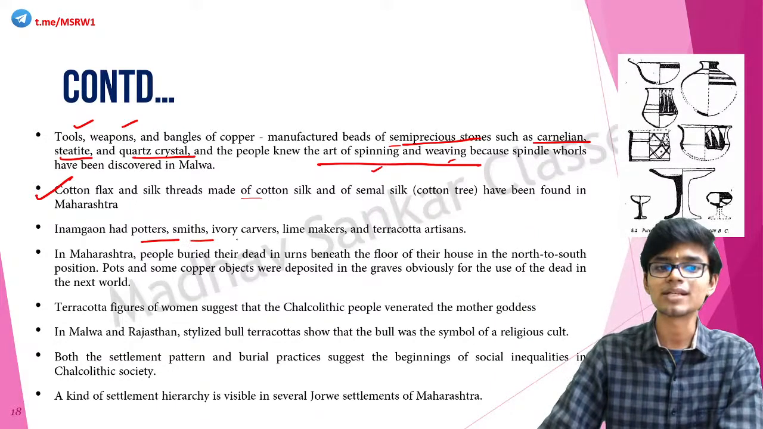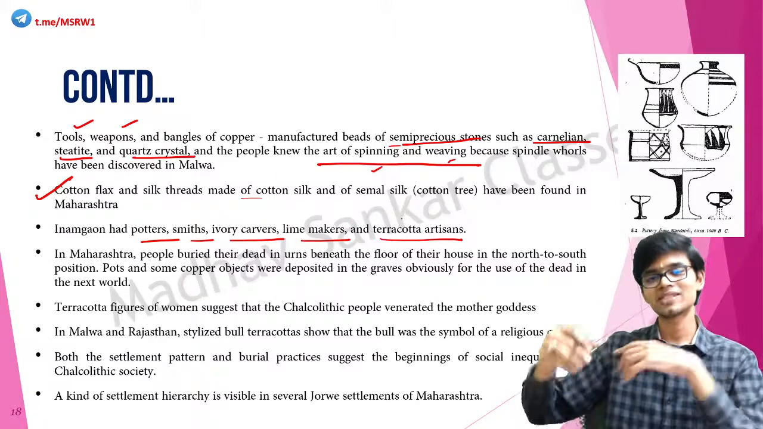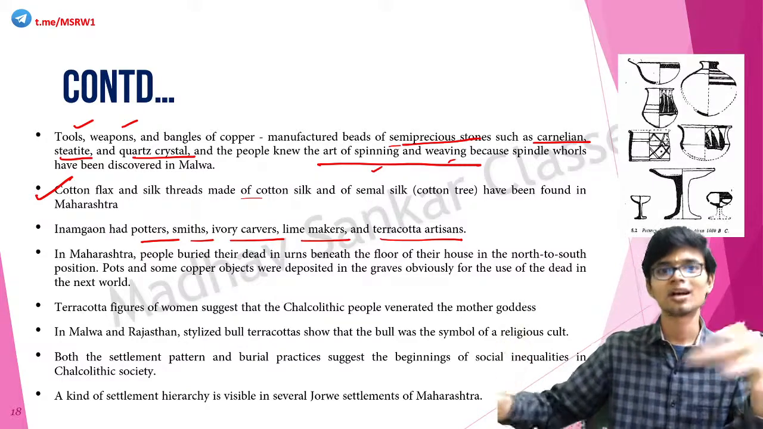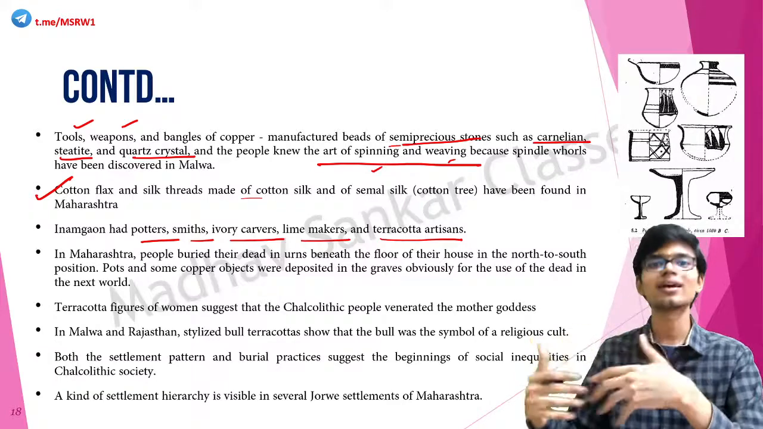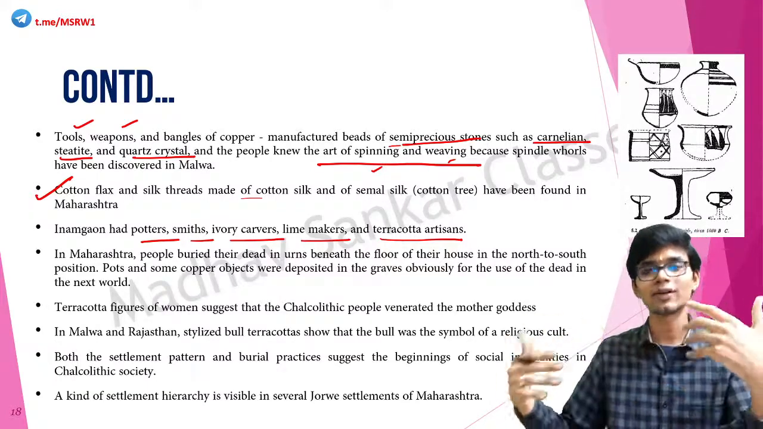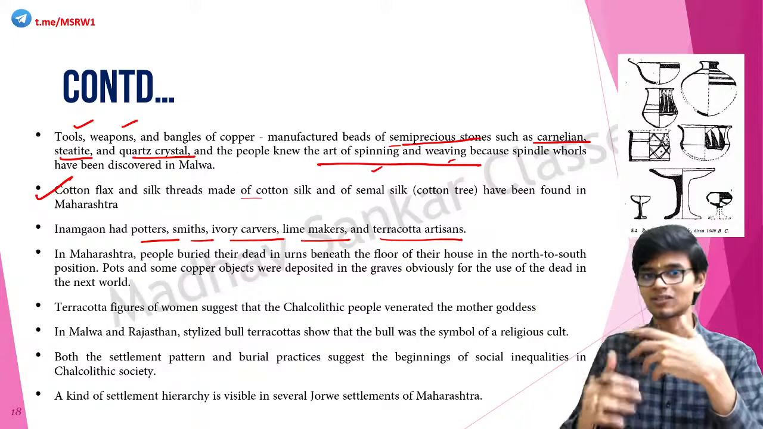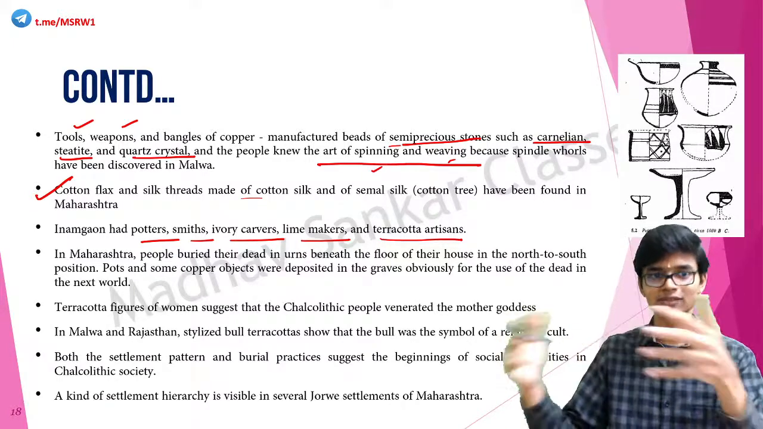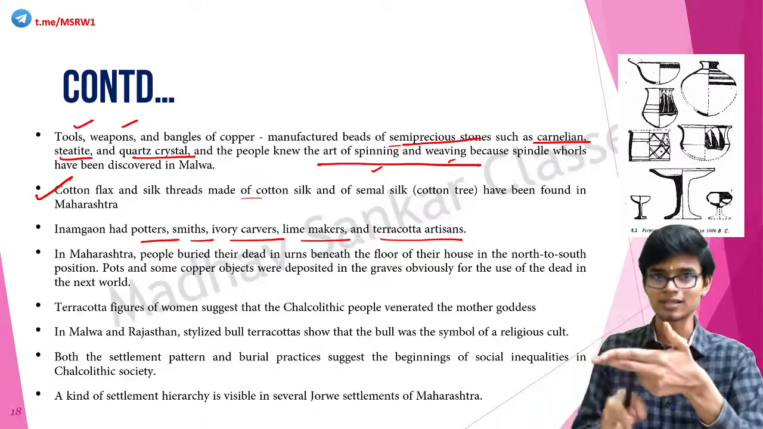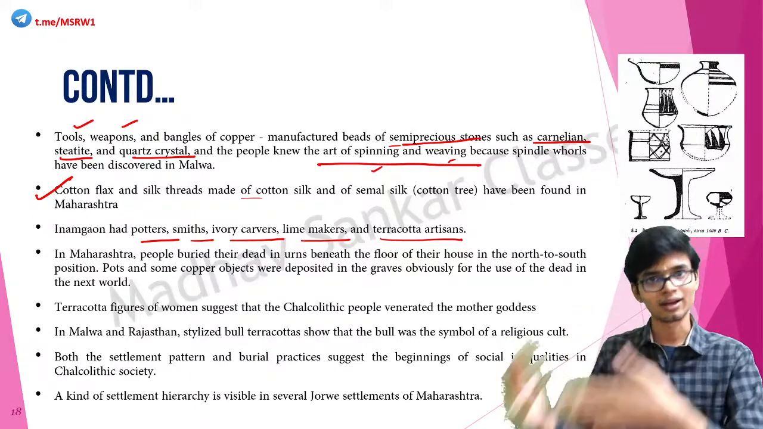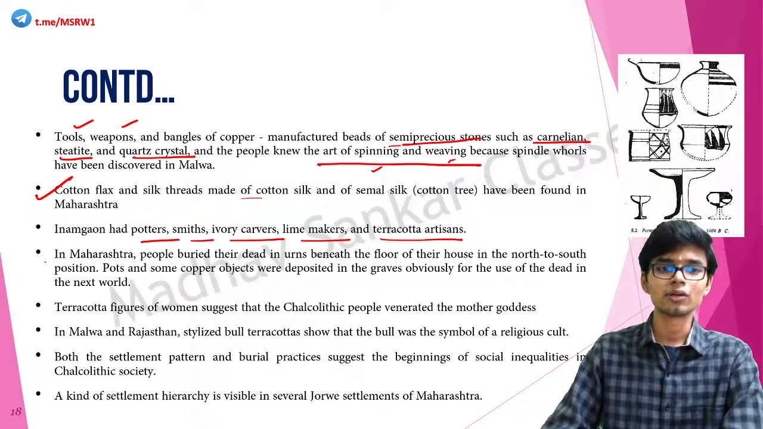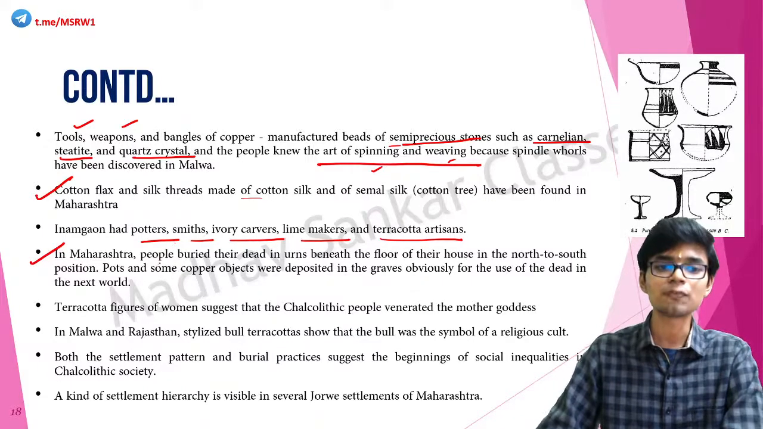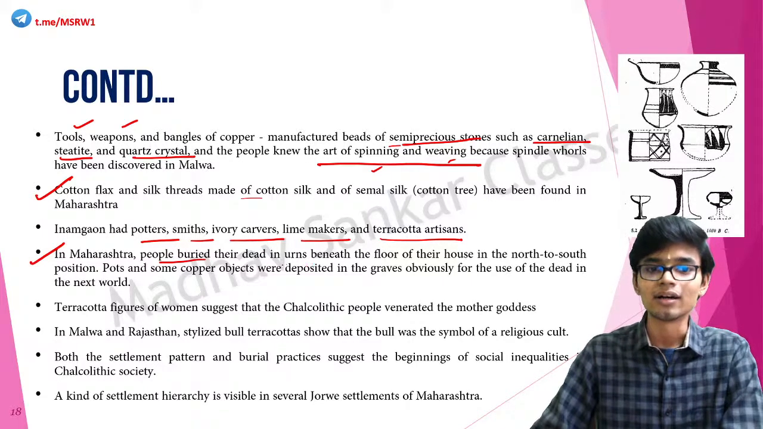Inamgavon had potters, smiths, ivory carvers, lime makers, terracotta artisans. So the lifestyle of people started to become very diverse. Earlier, it was all confined to stone and stone implements. But now, once the first metal has been discovered, things have started to evolve at a much faster pace. Lifestyle started to change and diversify very much. There are potters, smiths, ivory carvers, lime makers, terracotta artisans, etc.